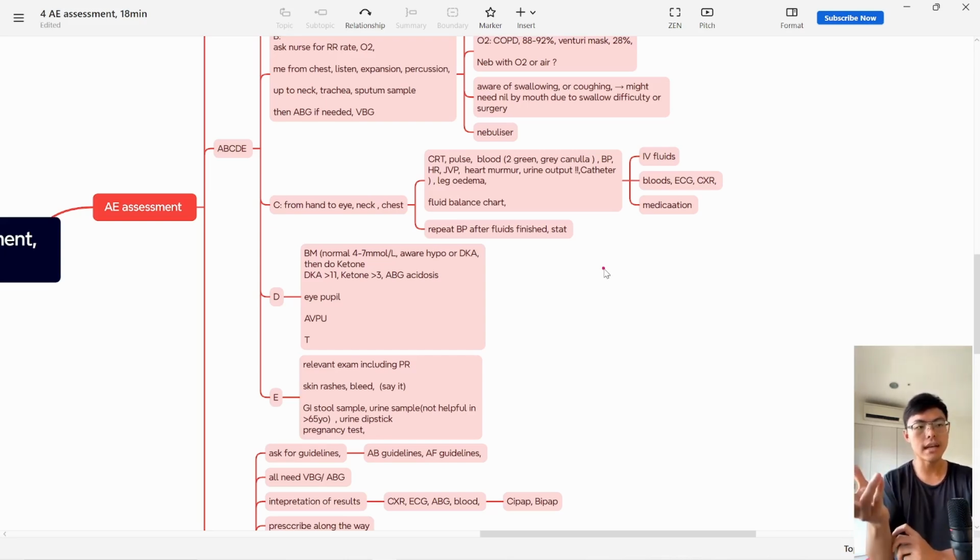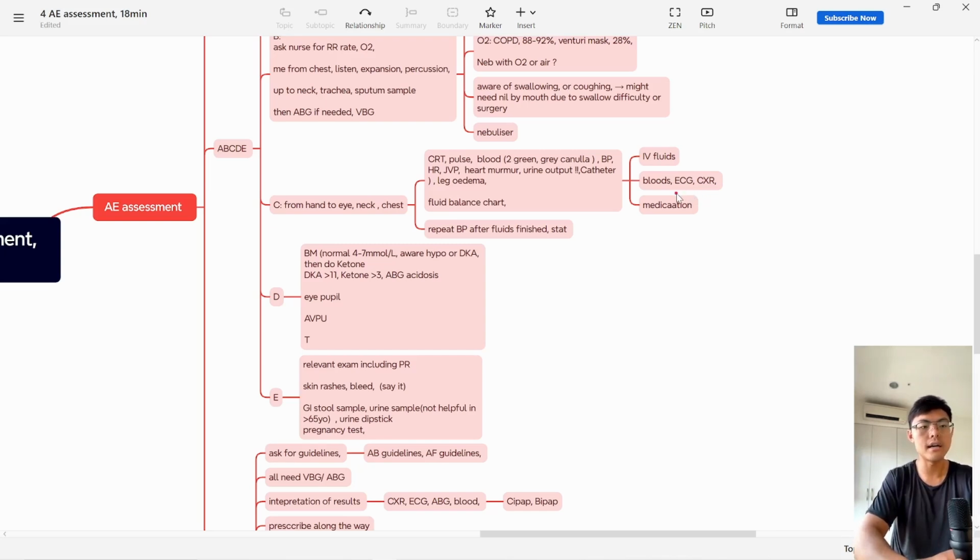So you could just say green or gray, like just 2 green cannulas on both arms or 2 gray cannulas on both arms, and give fluids like 500 ml of 0.9 sodium chloride if the blood pressure is low. You could remind the nurse to repeat the blood pressure after the fluids are finished, and they'll do that for you so that you can have a new blood pressure to see whether it responds to the fluids that you give.